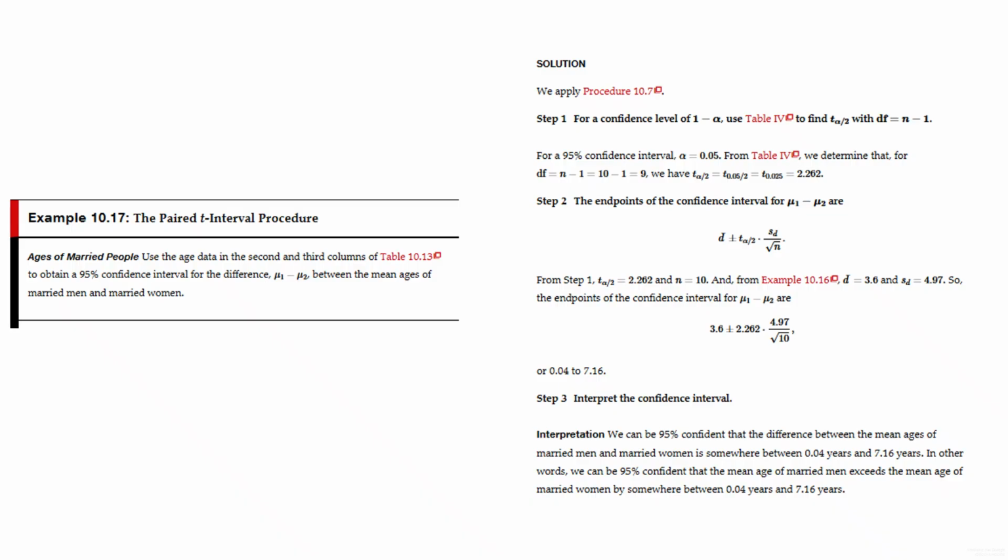And so let's put that into context with an interpretation. We can be 95% confident that the difference between the mean ages of married men and married women is somewhere between 0.04 and 7.16 years. In other words, we can be 95% confident that the mean age of married men exceeds the mean age of married women by somewhere between that amount of time.